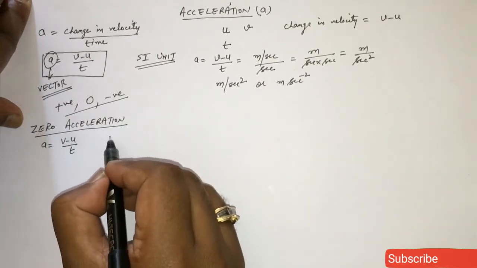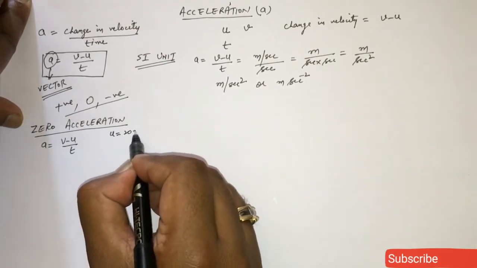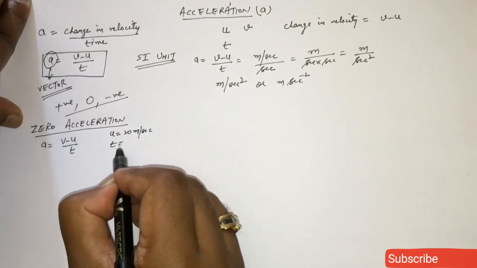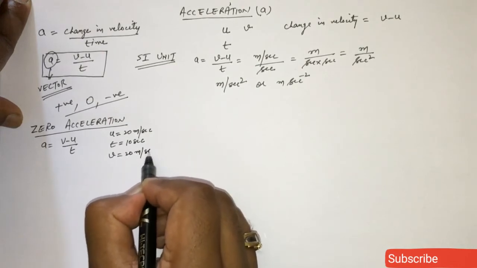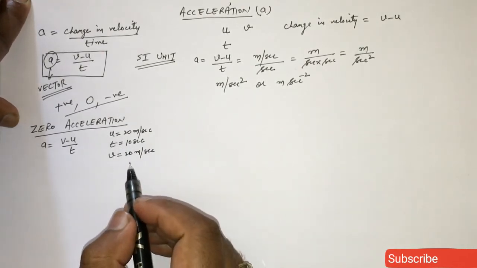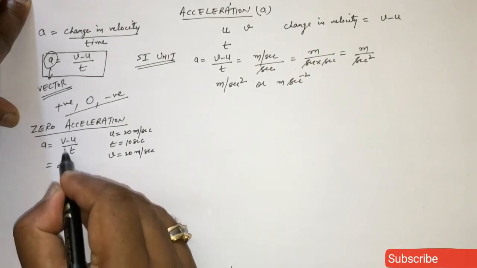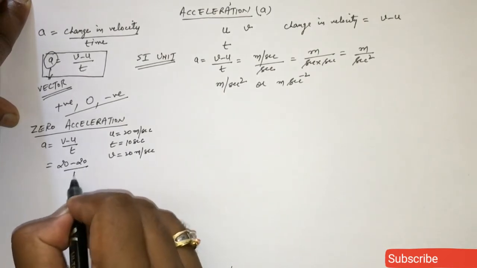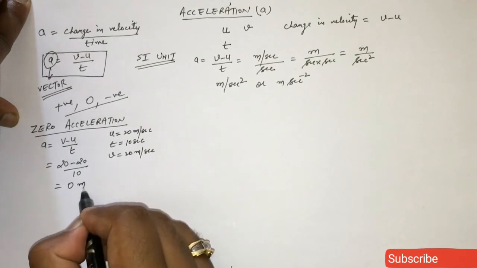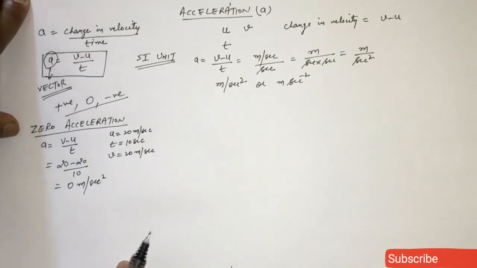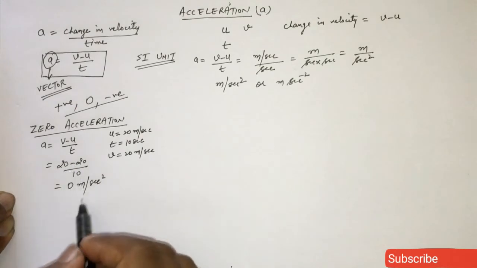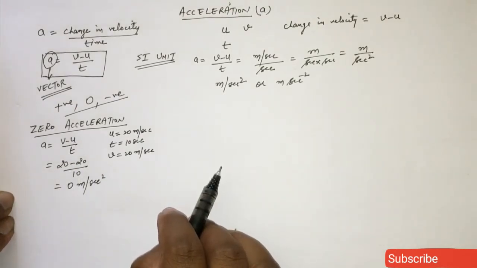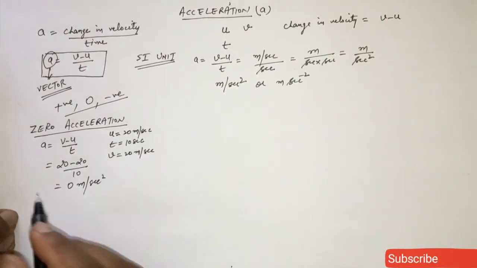Suppose a moving car has initial velocity 20 meter per second. After time 10 seconds, its final velocity is again 20 meter per second. Means initial and the final velocity is same. In that case, final velocity is 20, initial is also 20, upon 10, it becomes 0 meter per second square. Clear? So it becomes 0 meter per second square. So here is zero acceleration or constant velocity. Clear?